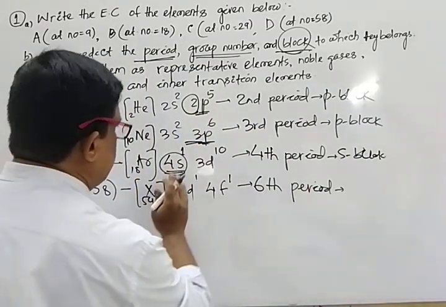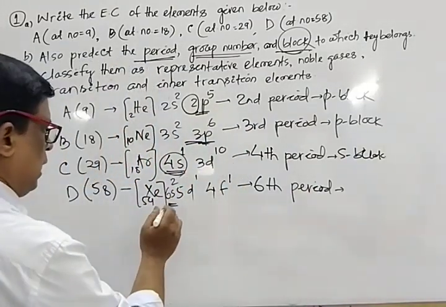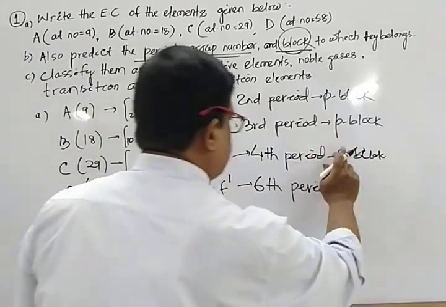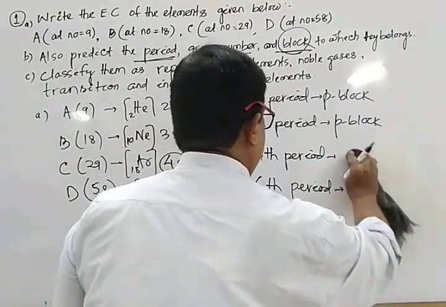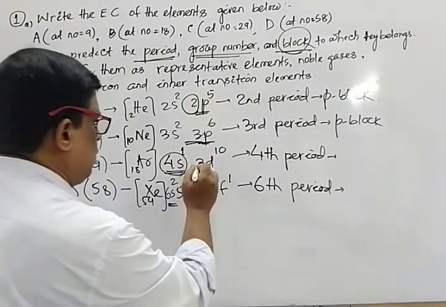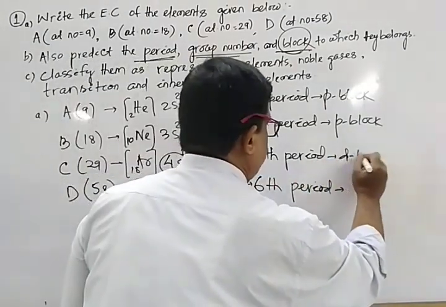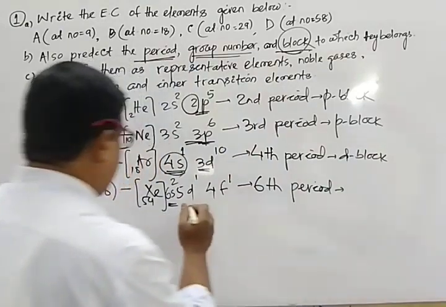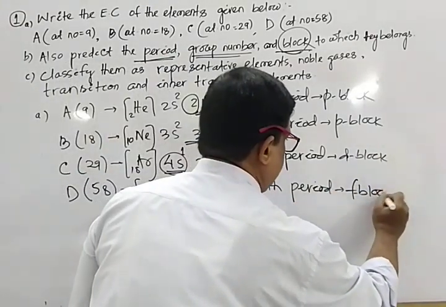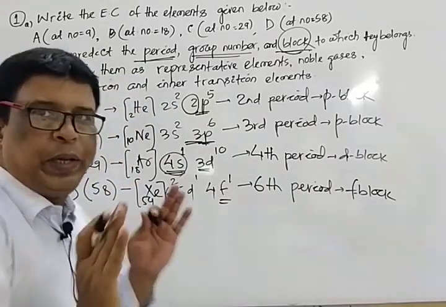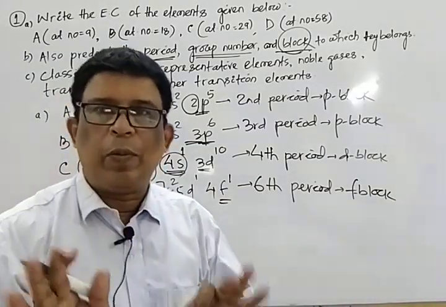For S1, 3d10, last electron enters into D, so it is a D block. And here the last electron enters into F, so that is F block. Mark that. Period part is over, block part is over.